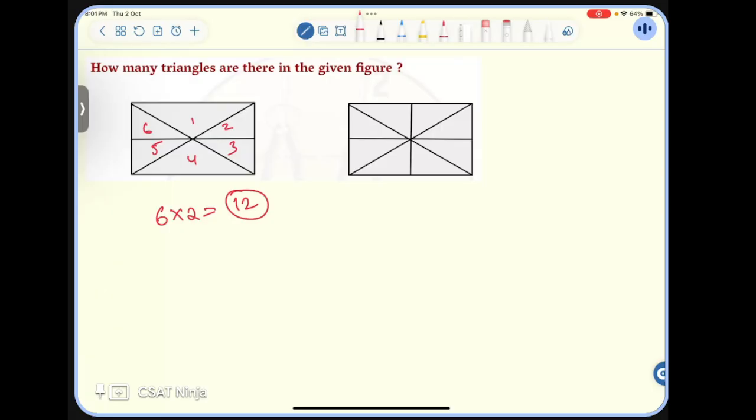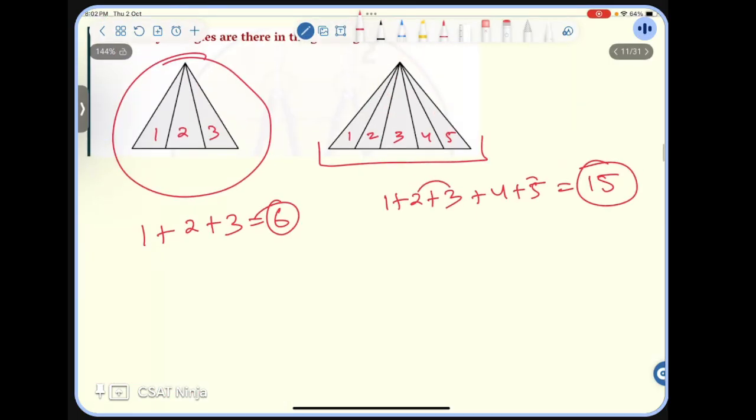Same thing goes for this one. I'll just number this one, 1, 2, 3, 4, 5, 6, 7, and 8. The greatest number here is 8, and you multiply it by 2, which is equal to 16. There are 16 triangles here. So whenever you see this kind of shape, you apply this formula.